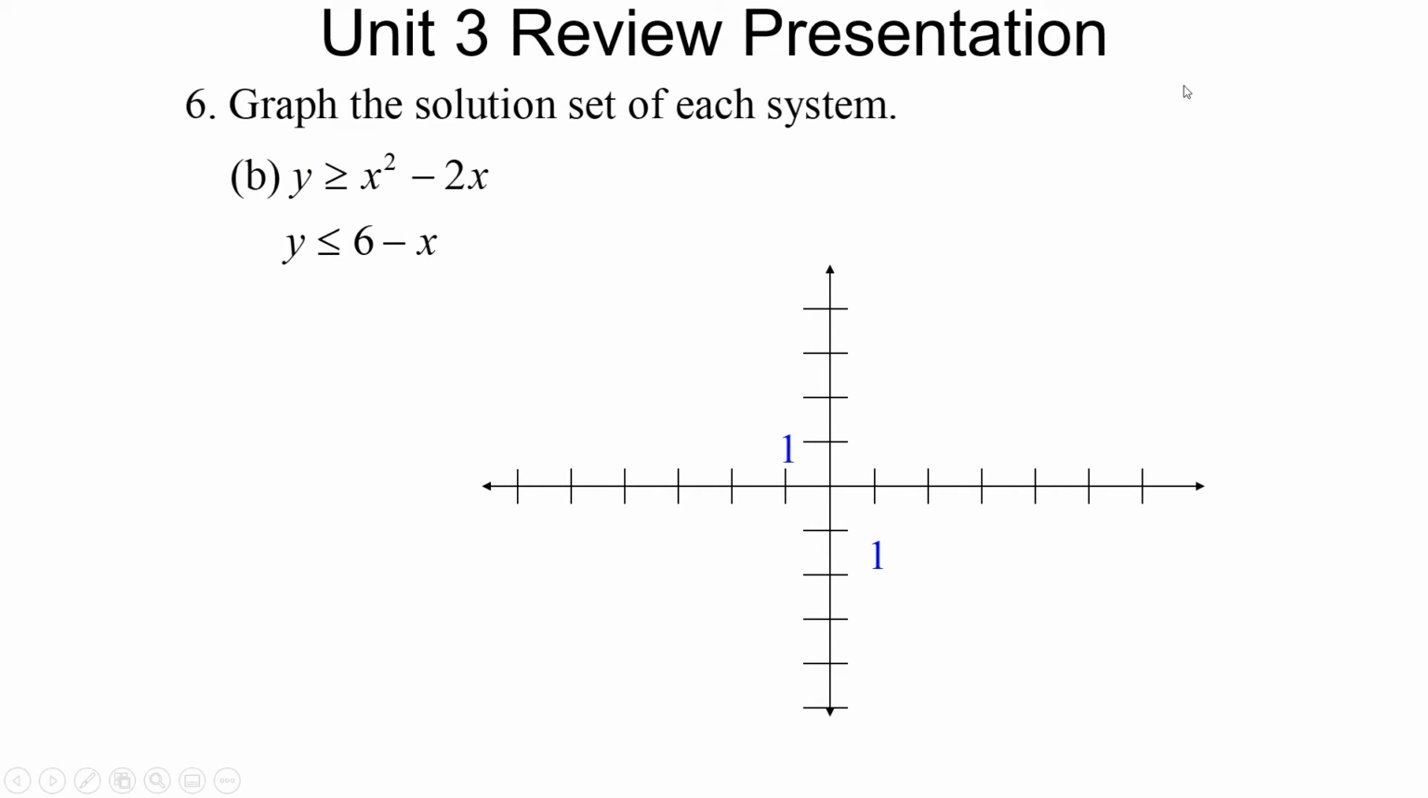Oh, another system. Very cool. This is a parabola and then a line for boundary lines right here. So let's start by graphing the boundary line for the parabola. Can I factor x squared minus 2x? The common factor is x. x times x is x squared, and x times what is negative 2x? Minus 2. So my roots are 0 and 2.